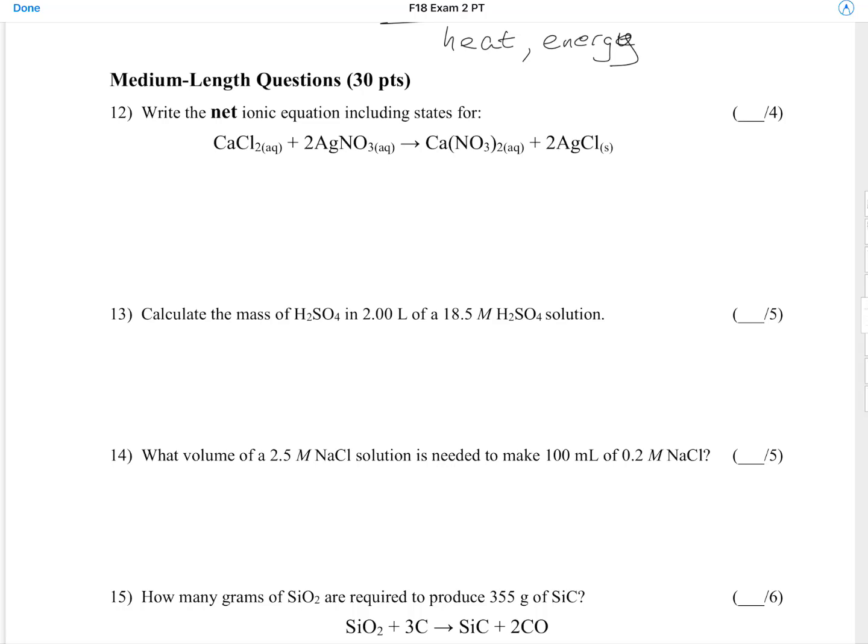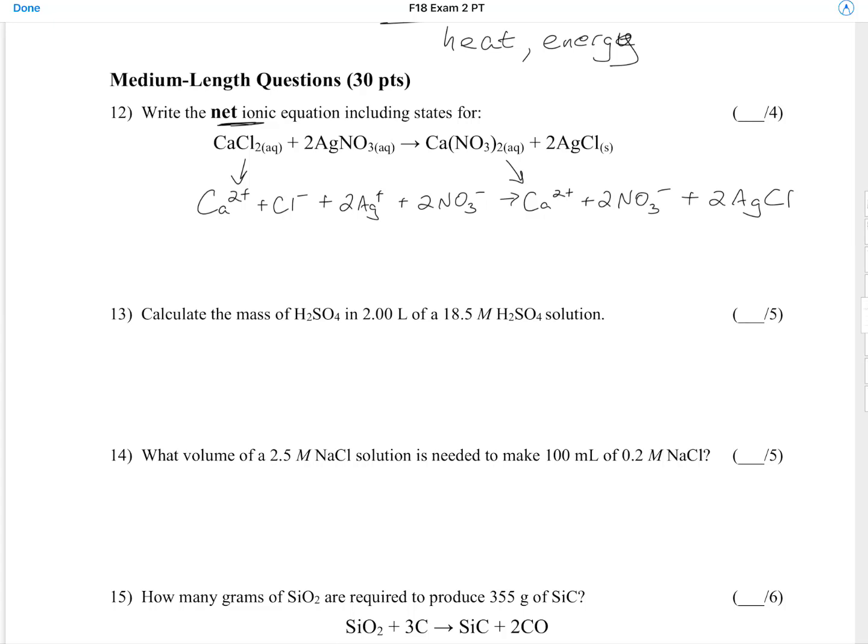Write the net ionic equation, including states for calcium chloride plus silver nitrate going to calcium nitrate plus silver chloride. So a net ionic, that means we need to turn these into ions. So I can say, all right, I have calcium 2 plus, 2 Cl minus, plus 2 silvers plus, 2 nitrates. Here I get calcium 2 plus and I get 2 nitrates.